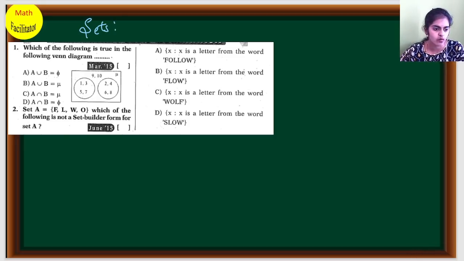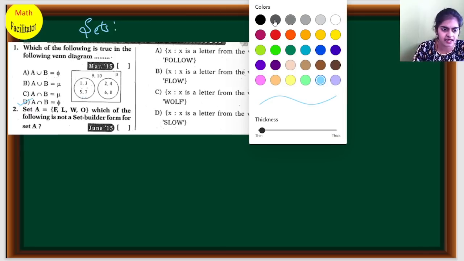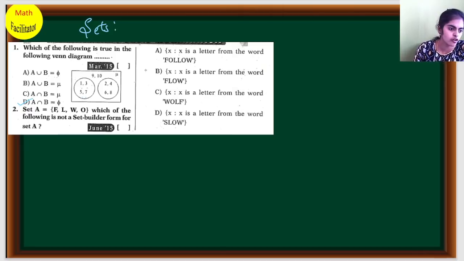Let us discuss now which of the following is true for the Venn diagram. The Venn diagram is given to you. If I take A union B, it is not null, because A union B will be 1, 3, 5, 7, 2, 4, 6, 8. A intersection B will be null because there is no common region. Directly you can go with this option: A intersection B will be null.